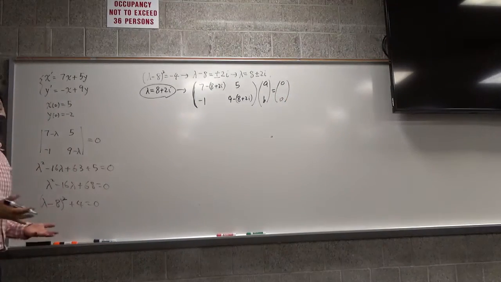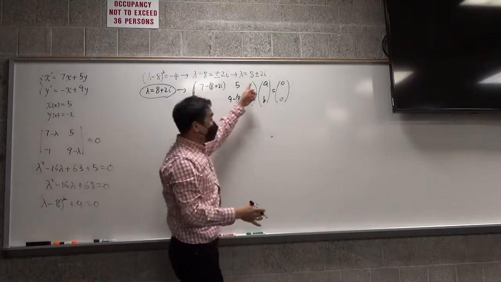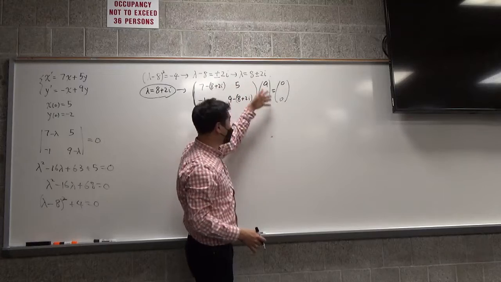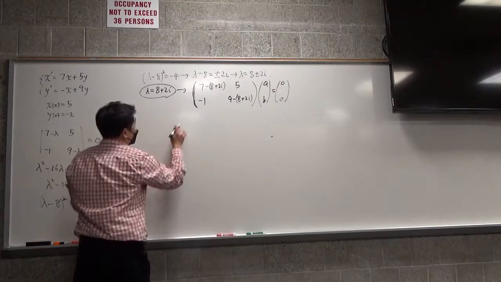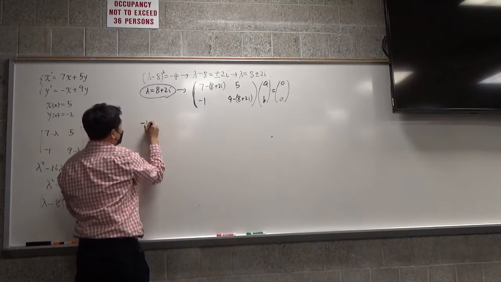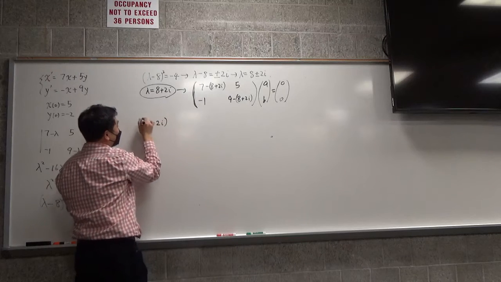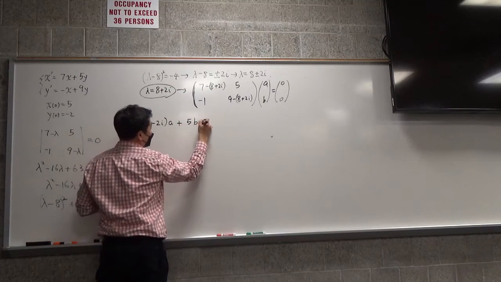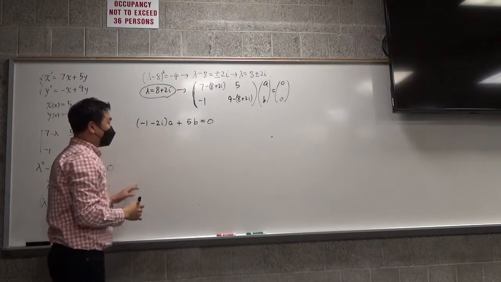And once again, we only need to look at the top. We don't care about the bottom one. It will automatically be 0 if the top one is 0. And this one is negative 1 minus 2i times A plus 5 times B equals 0.